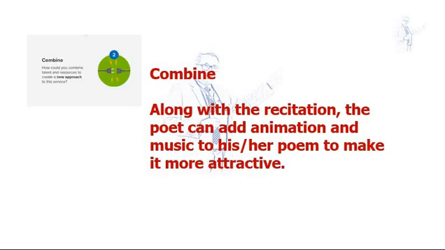Now combining, we said we need to combine these things, right? Okay, so I'm going to bring in animation and music to it. So along with the recitation, the poet can add animation, and he can add soft music, or music of his choice, and make it more attractive. So it's not just simple narration or simple recitation. This is like with music in the background, music depending on the mood of the poem.